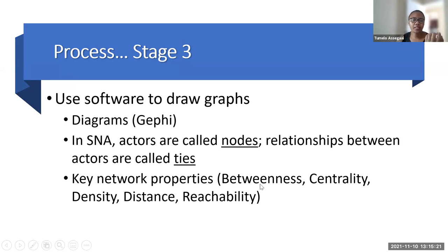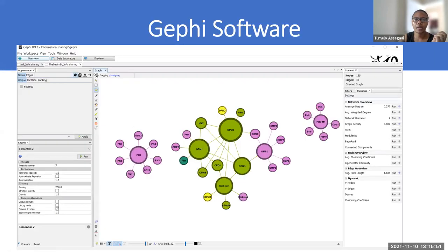You can calculate things like betweenness, centrality, density, distance, how far people are from each other, how close they are to each other, the centrality of actors within the network, the density of the network, reachability and all that. So I'm not going to go into the five key network properties. Those you can easily Google and read on. So this is stage three. You get into using Gephi and you play around with the software to create your diagrams. And this is where Fidel is going to continue from.